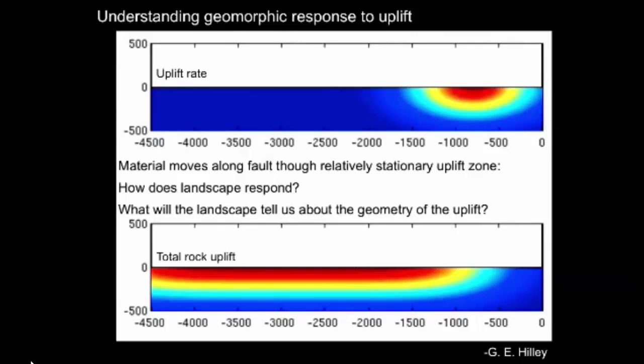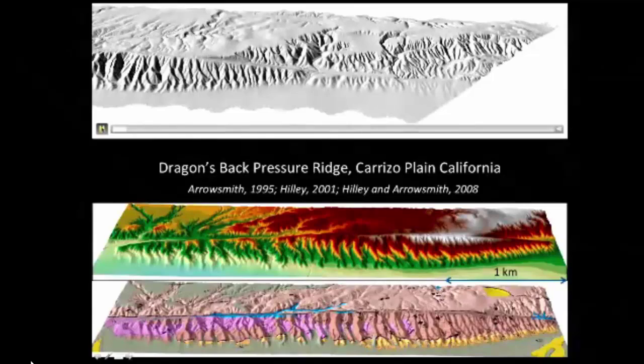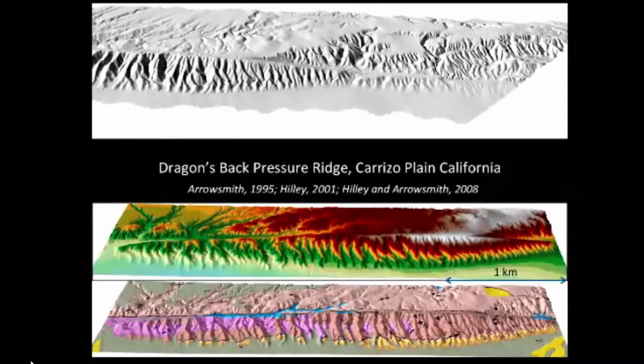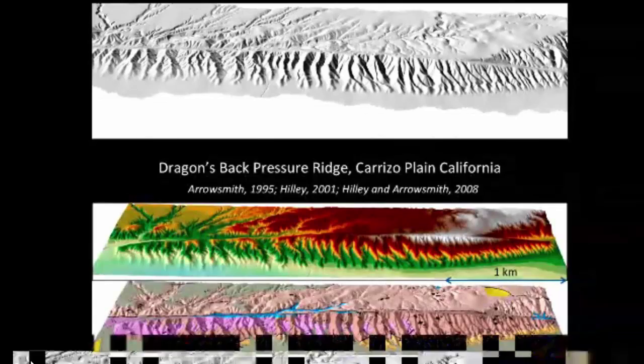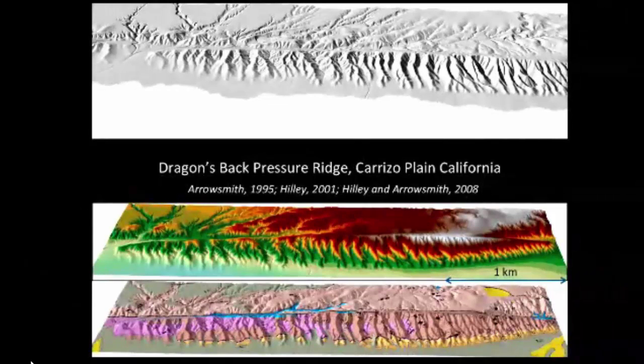So this is the Dragon's Back shown at 1 meter per pixel. This is in the Carrizo Plain along the San Andreas Fault. And you can see really spectacular geomorphology. This is about 100 or so meters higher than the valley here. It's a couple hundred meters wide, and the whole length is about 4 kilometers. The San Andreas is on the back side of the Dragon's Back, so this is one block relative to this block.